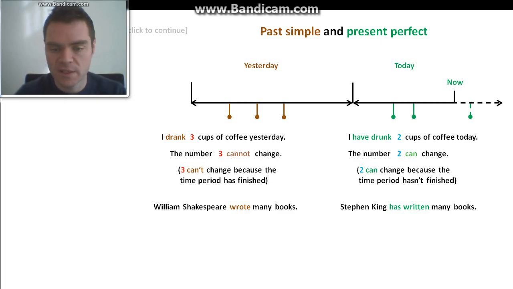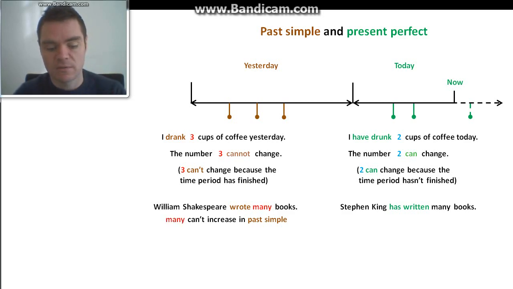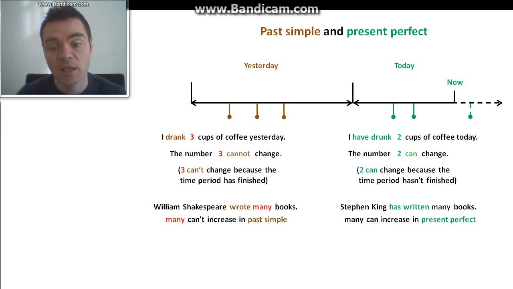So when we have this word many here, many cannot change. It cannot increase. He can never write another book. But if we look at Stephen King, he's still alive, and I'm sure he will write many more books. So many can increase. This many is going to become a bigger number.